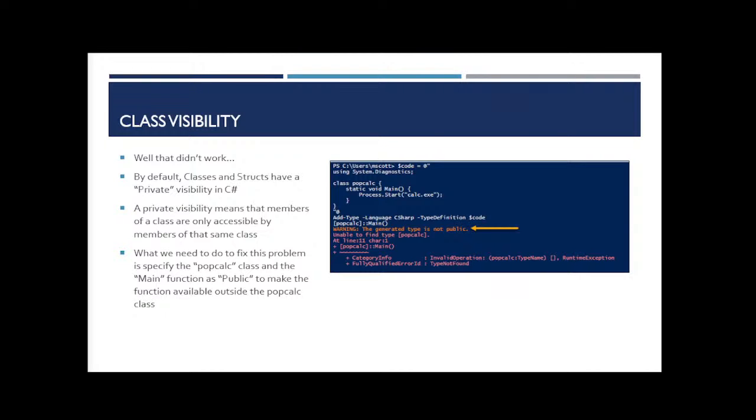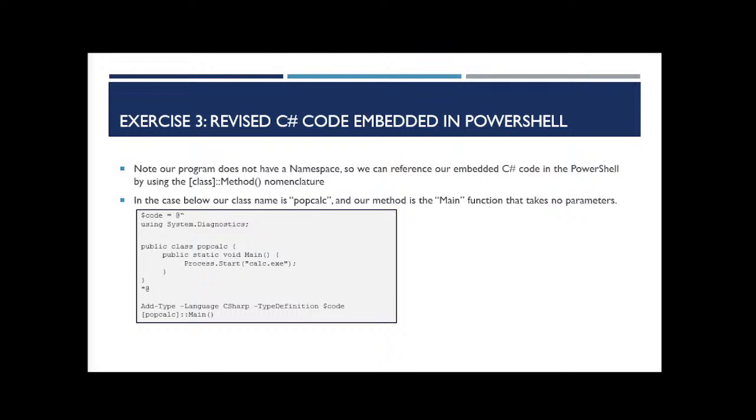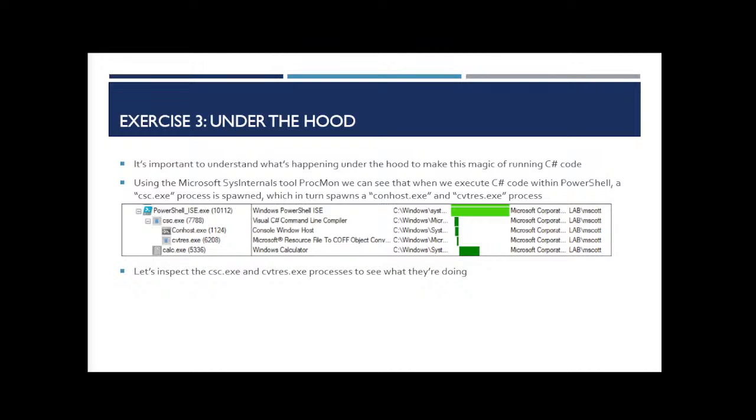So what we need to do is make a small modification to our code, and you'll notice that this code is just slightly different than the code before, where it's public class popcalc, and then public static void main. So we're stating the method and the class as public. We're going to do the very same thing as before. We're going to compile the code, and we get our calc. Now what we need to do is figure out what's going on under the hood.